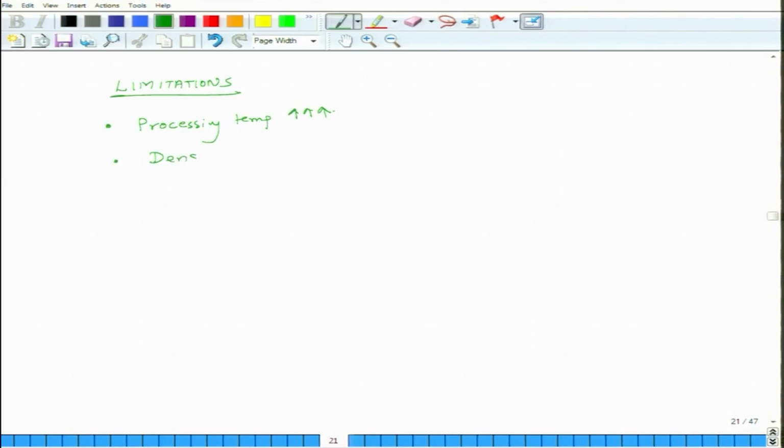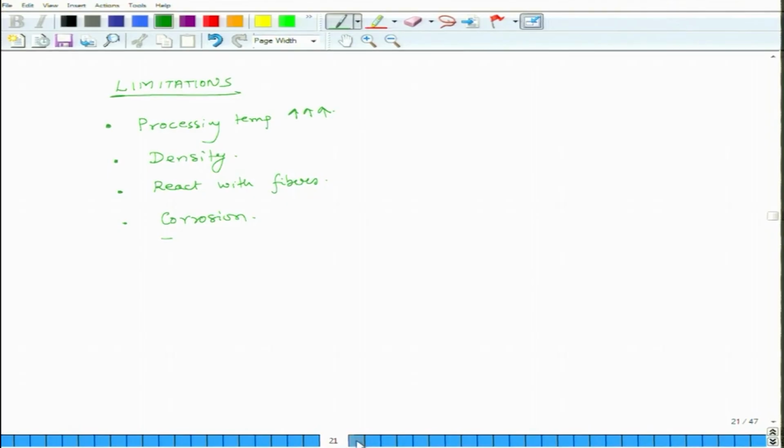Density is high, so we may lose on the specific stiffness and specific strength. A lot of metals, they react with fibers. Okay. For instance, they may react with graphite and things like that. So we don't want that. And then we have corrosion. So these are the limitations.